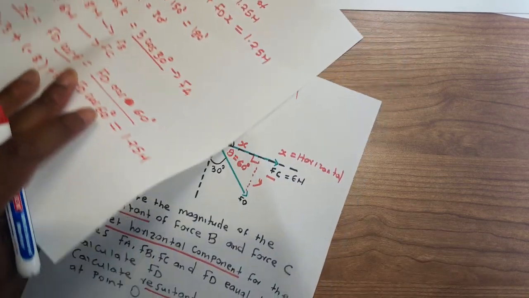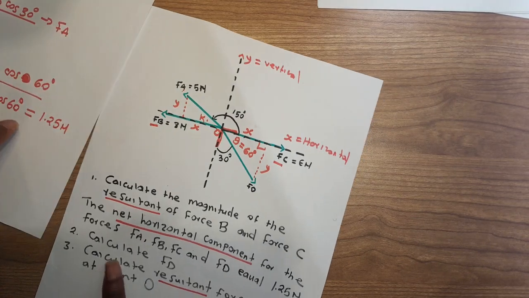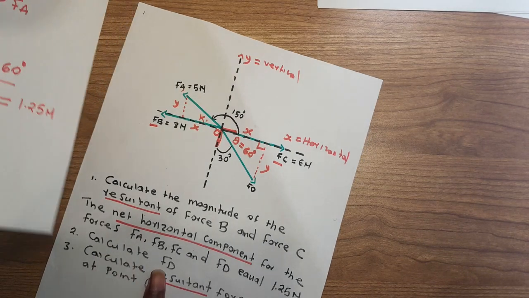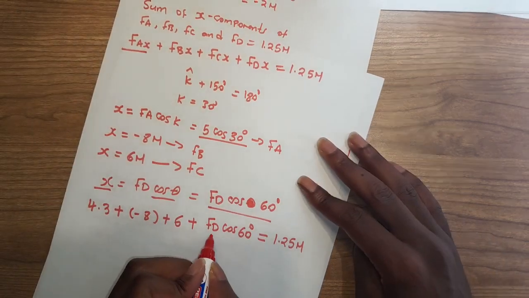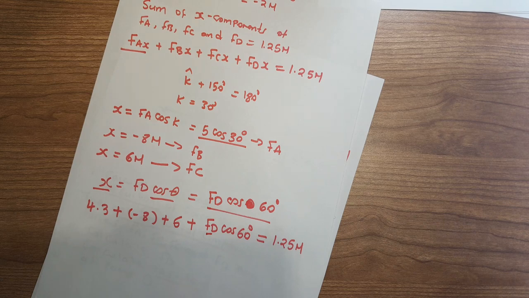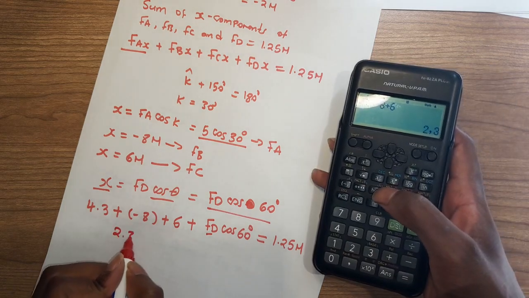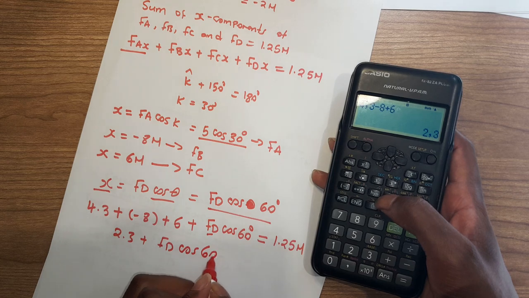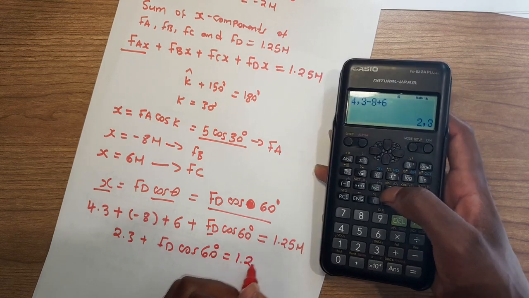So what does the question say? The question says calculate FD. How do we calculate FD? Well, we do know that this is unknown, right? So let's just add this. I'm going to add 4.3 minus 8 plus 6, and it gives me 2.3 plus FD cos of 60 degrees, that equals 1.25.